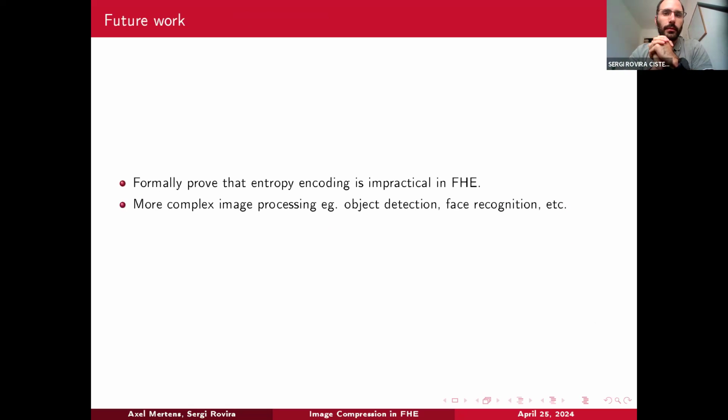And so to conclude, we want to consider a few future works. There are 2 main points. First, in our paper, we say that entropy encoding is not actually practical in FHE, but we don't provide any proof. This is something interesting to formally study. And the other is, of course, doing more complex image processing such as object detection, face recognition, and others.